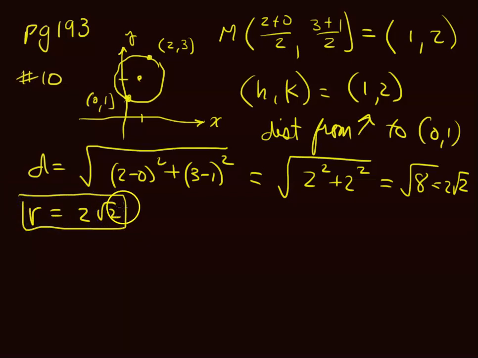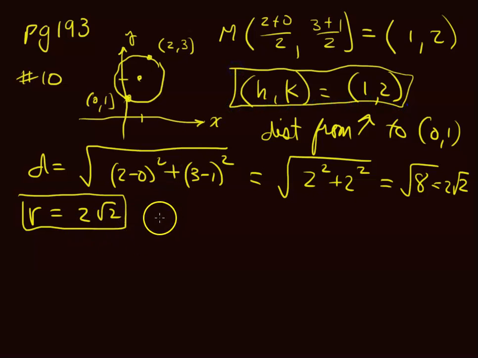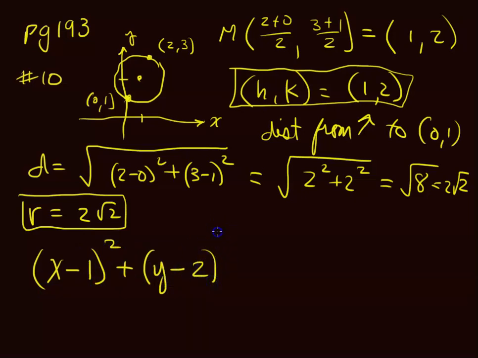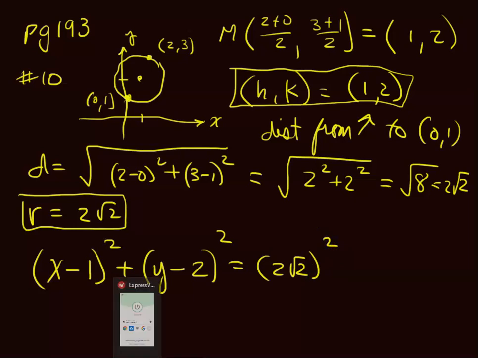Now, they want as a final answer the standard form, which uses the center and the radius. So they want x minus h squared plus y minus k squared equals r squared. Not so bad.